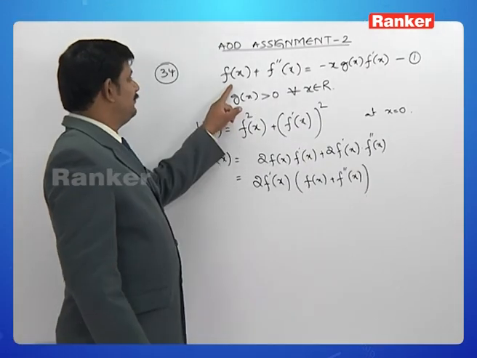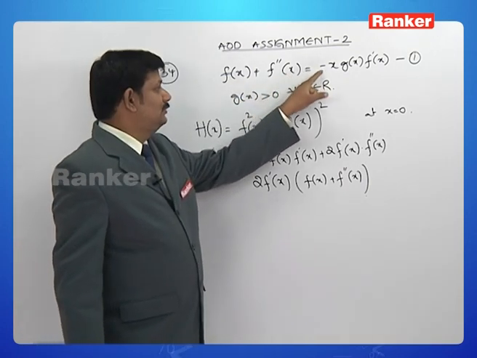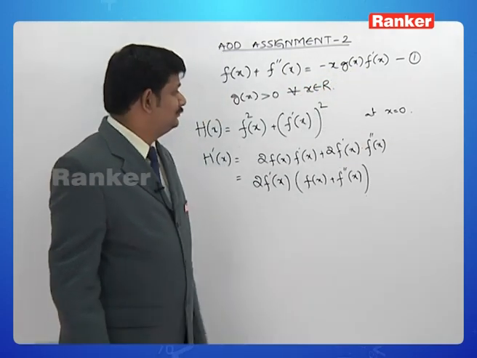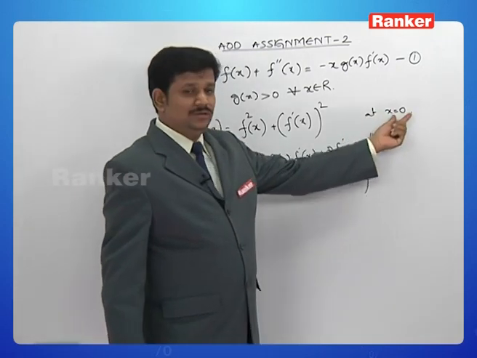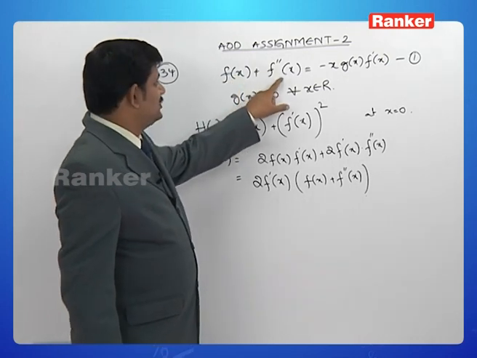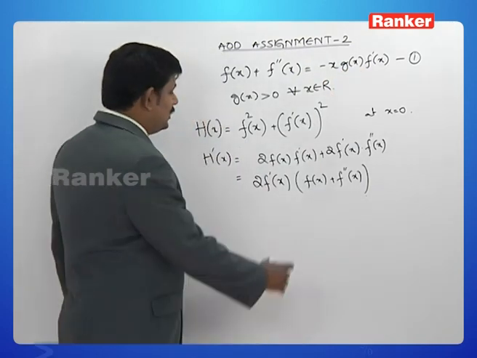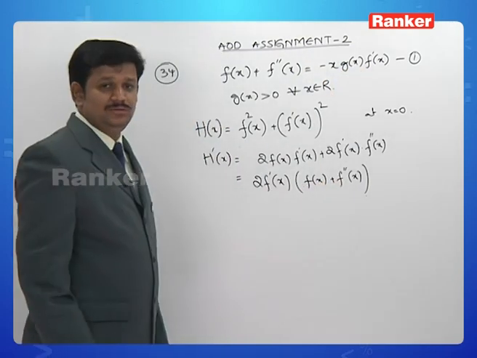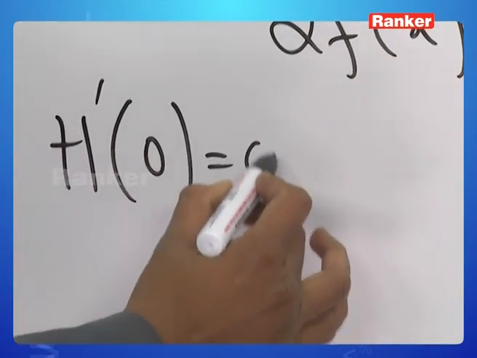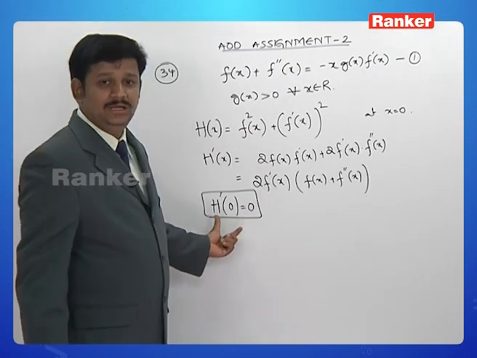Now, we know that for all x, f of x plus f double dash of x is equal to minus x into g of x into f dash of x. So, even at x equal to 0, this equation holds good. So, f of 0 plus f double dash of 0 is equal to 0 into whatever, which is 0. So, f of 0 plus f double dash of 0 is 0, or h dash of 0 would be 0.